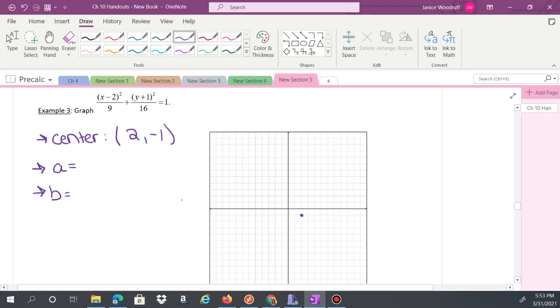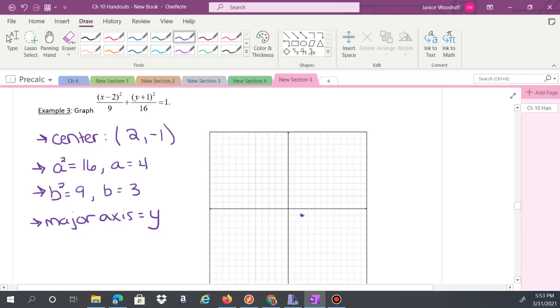Well, which one is A and which one is B? 16 is A. The bigger number is A, so A squared is 16, which means A is 4. B squared is 9, which means B is 3. What is my major axis? Y. The 16 is underneath the Y. So that means I'm going up and down 4, from the center this time.